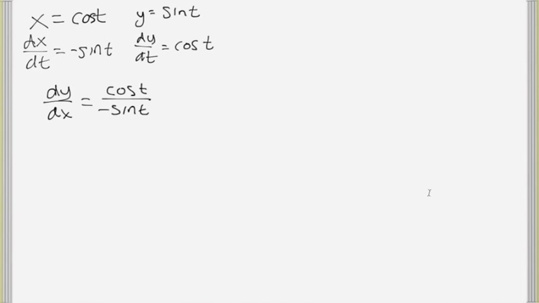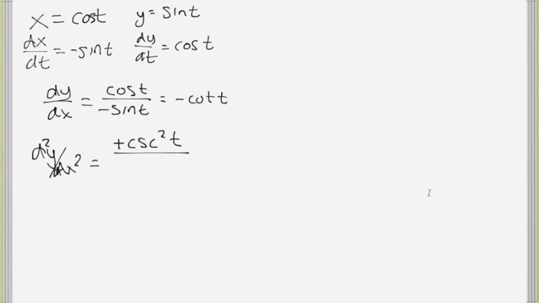I could leave it like this, but then when I take another derivative, I would need a quotient rule. So it'll make taking derivatives a little bit easier if we clean this up and make it negative cotangent of t. Now, if I want my second derivative, I'm going to take the derivative of this, so that is positive cosecant squared. The derivative of cotangent is negative cosecant squared, and since there's already a negative, that gives us a positive cosecant squared.